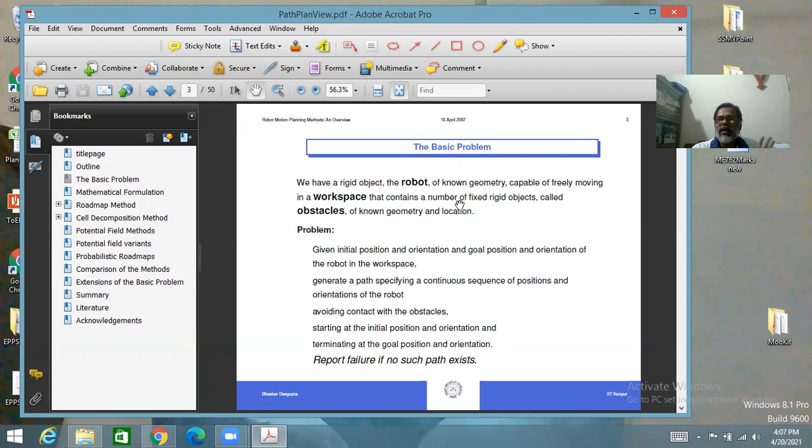So this is the simplest possible robot motion planning problem. And this itself can be quite complicated. As you decode this single sentence, what problem you define is this: given the initial position and orientation of the robot in the workspace, and the final, that is goal, position and orientation of the robot in the workspace, you need to generate a path specifying a continuous sequence of positions and orientations of the robot, which will avoid contact with the obstacles, basically collision with the obstacles. And it has to start at the initial given position and orientation, and terminate at the goal position and orientation.